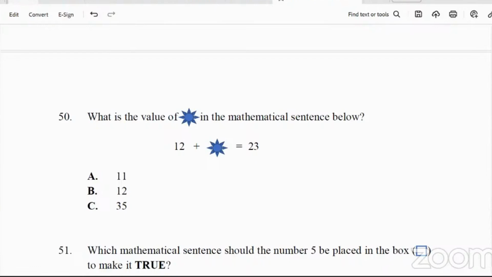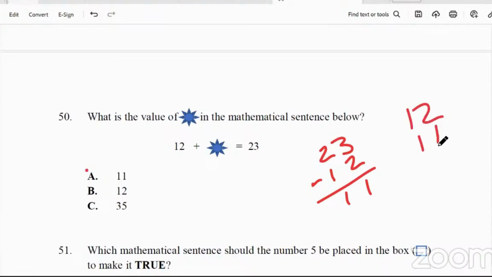So another way to do this, we could subtract 12 from 23. 3 take away 2, that's 1. 2 take away 1, that's 1. The answer is 11. So just to be sure, if we add 11 to 12, we end up with 23. So our answer is A.